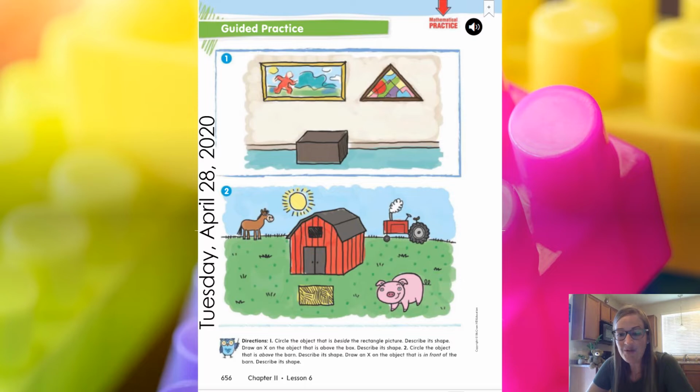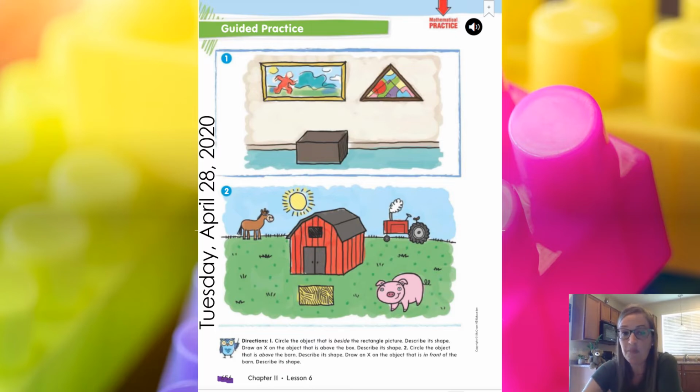Hi guys, I'm going to do today's My Math lesson. Today's lesson is lesson 6 and it's working on shapes and position. We're going to get started on page 656 today. Now listen to my directions, all right?